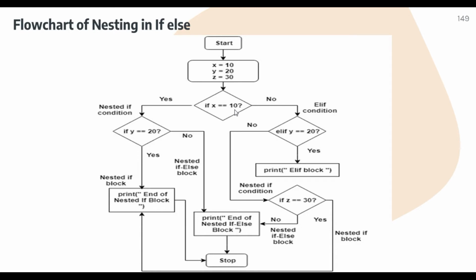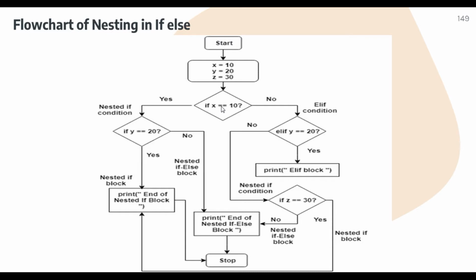Suppose if x double equals 10: it compares whether x is 10 or not. If it is true, that means yes, and this passes the control to this particular comparison. This is the nested condition. If it is not, then the elif condition applies. Now we are talking according to this one.